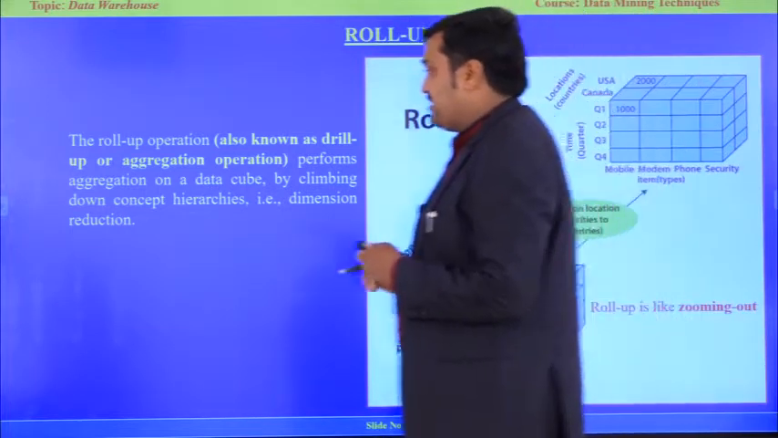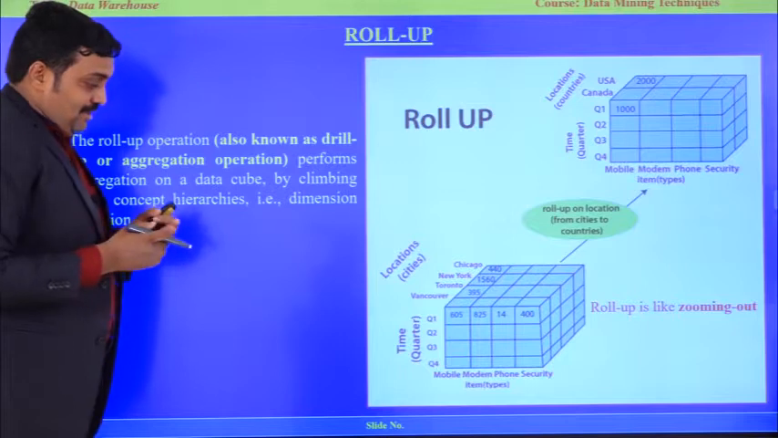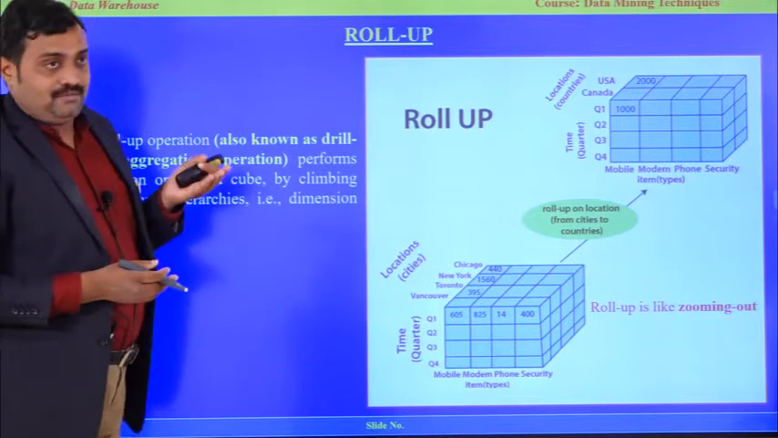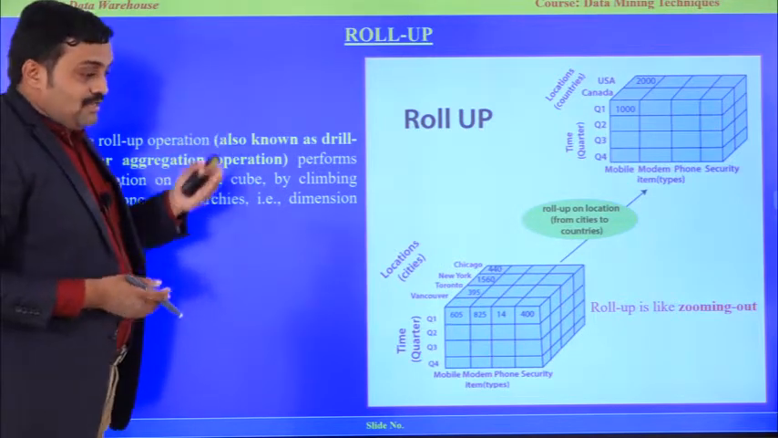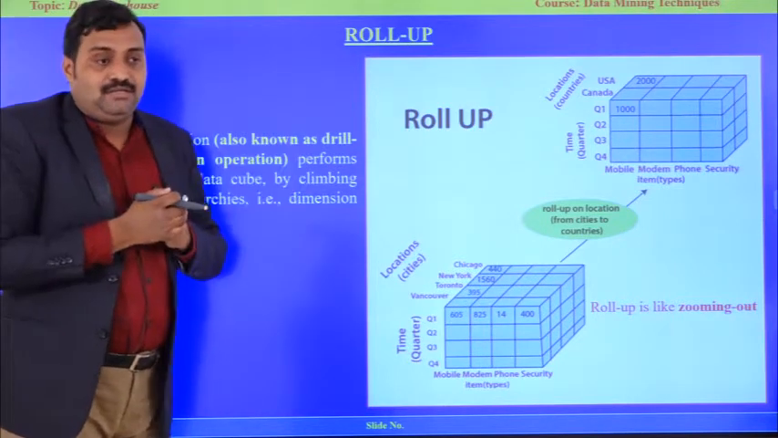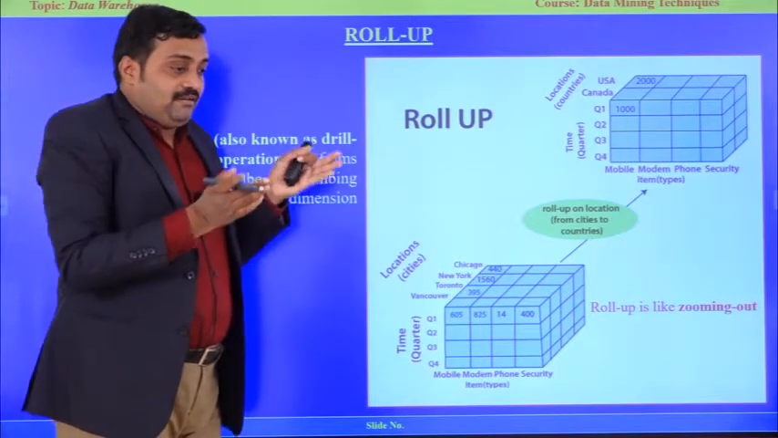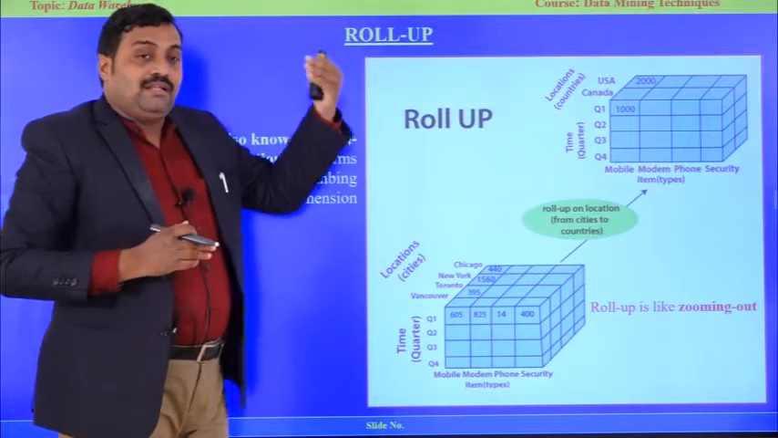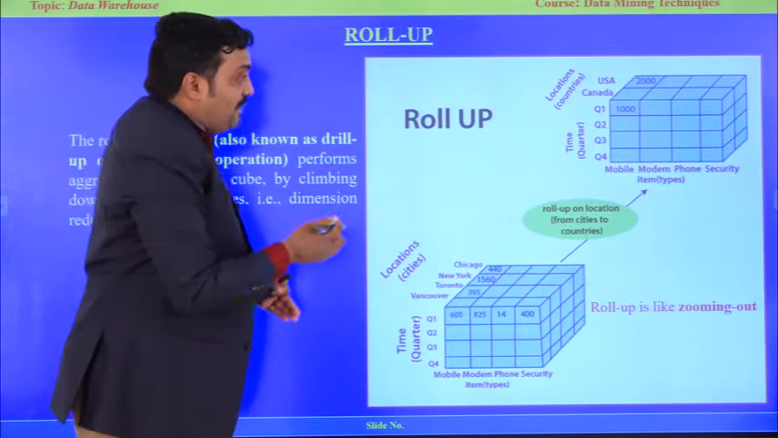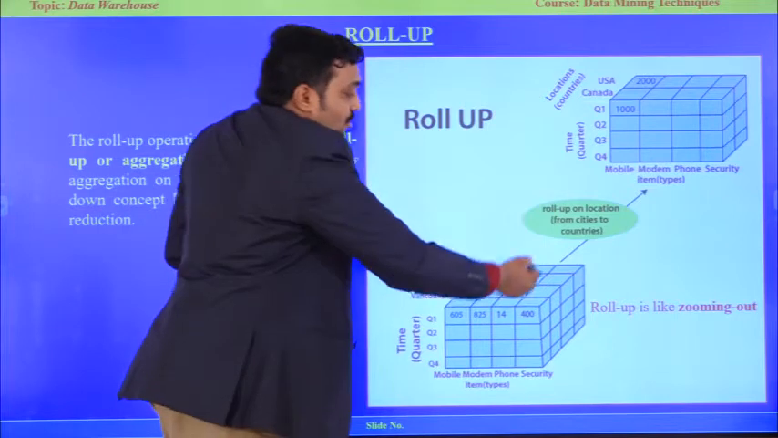Roll up, very interesting this one. Roll up, as the name itself suggests, we are climbing up, we are aggregating. A simple example: I have month-wise data for all the branches and all the locations. Now I need to aggregate the January month, February month, like the entire year or all the quarters. That means I am aggregating from each quarter to the entire year. We are going to roll up the things.